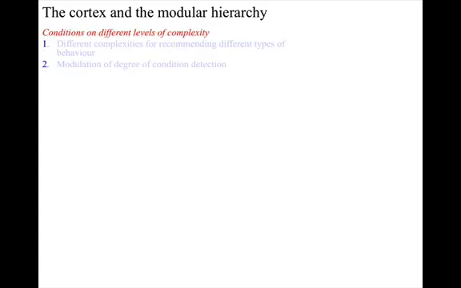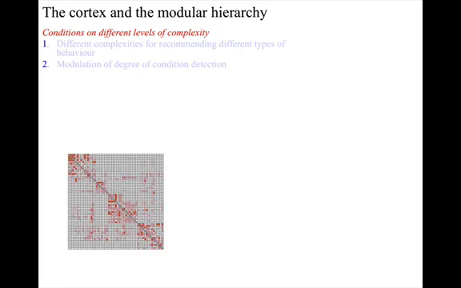Other predictions are that complex learning systems will need to define and detect conditions on a number of different levels of complexity. And in the cortex, different cortical areas get inputs from a number of other areas, and will therefore define and detect receptive fields that are combinations of the receptive fields defined by those areas.